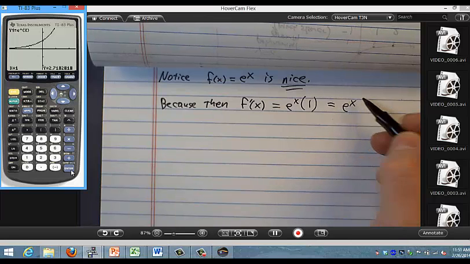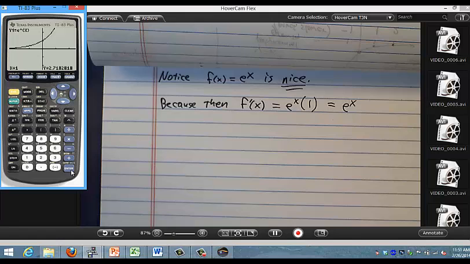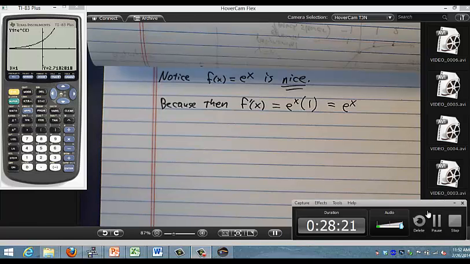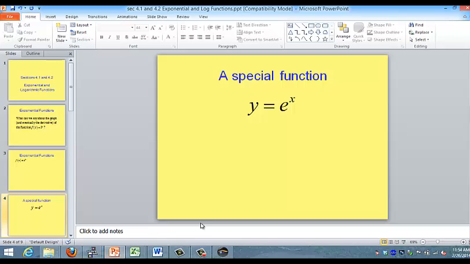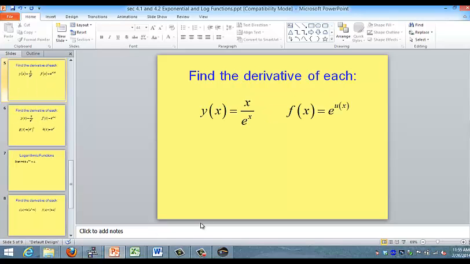Ha! And I want to tell you, actually, part of the reason that I'm standing here before you is because of this fact. I thought, yeah, a few homework examples would be good. Here, find the derivative of each of these. So the first one, we have x over e to the x.